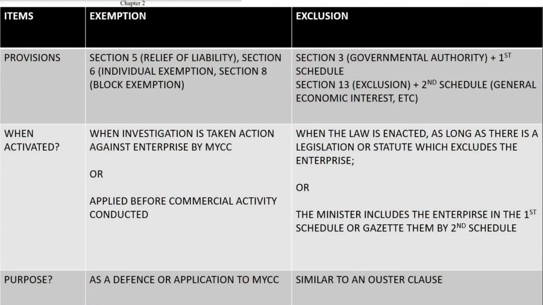However, it is different from exemption. Exemption means that the law is applied to you, but you are exempted. So generally, one way you can say it is a form of defense, that if an action were to be taken against you, you can raise this up as a defense if you were to commit any offenses under Section 4 of the Competition Act.